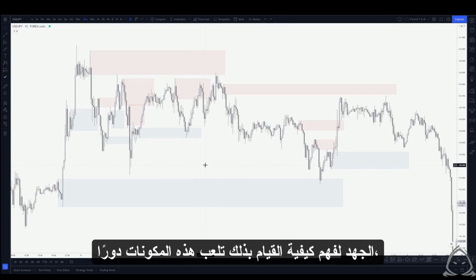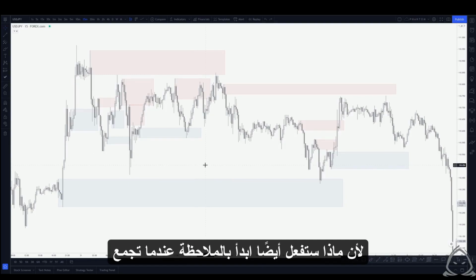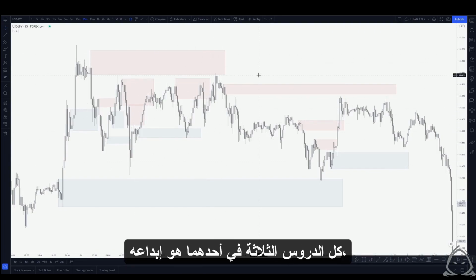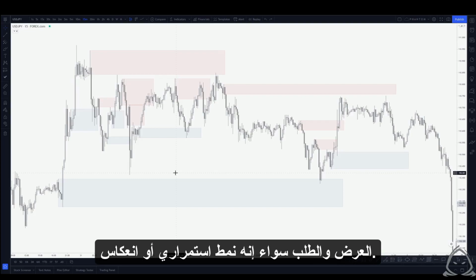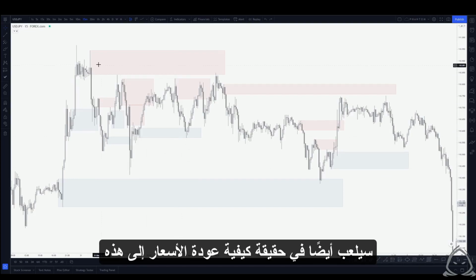how all these components come into play, because what you'll also start to notice when you combine all of the 3 lessons into one is that the zone creation, the different ways that you're mapping, whether it's range created or pivot created supply and demand, whether it's a continuation or a reversal pattern, will also play into how price is returning to these zones.